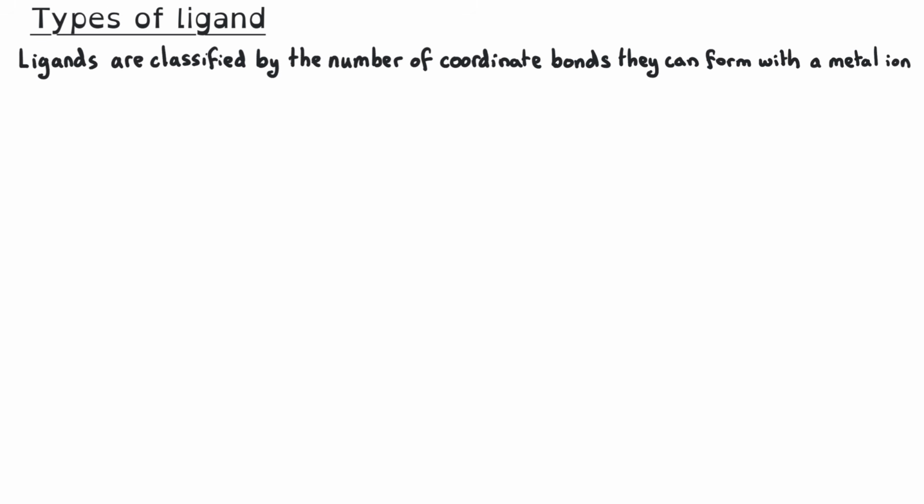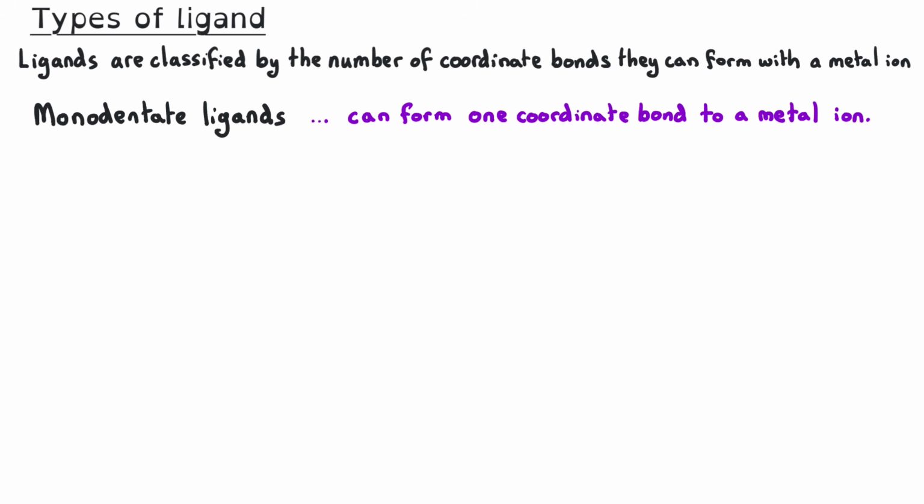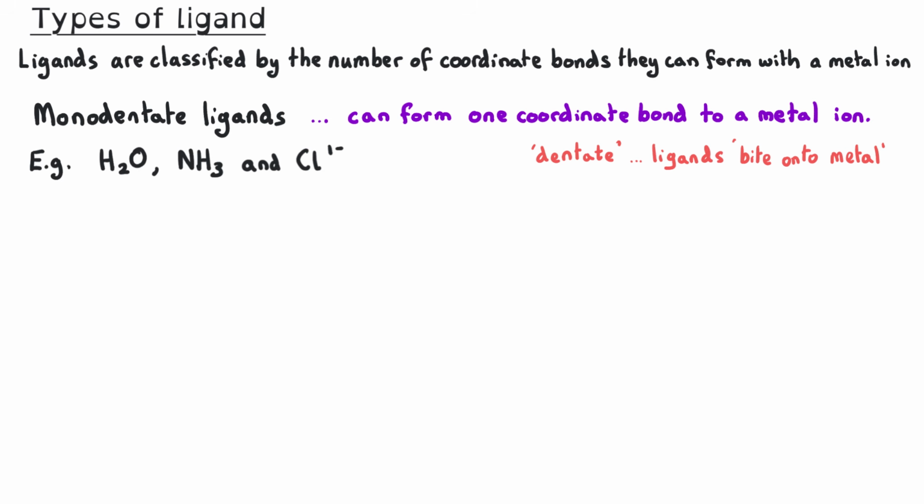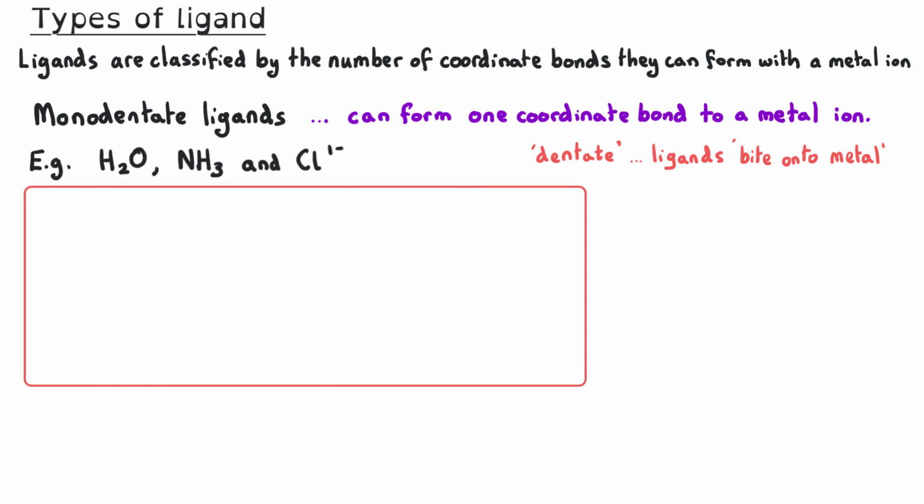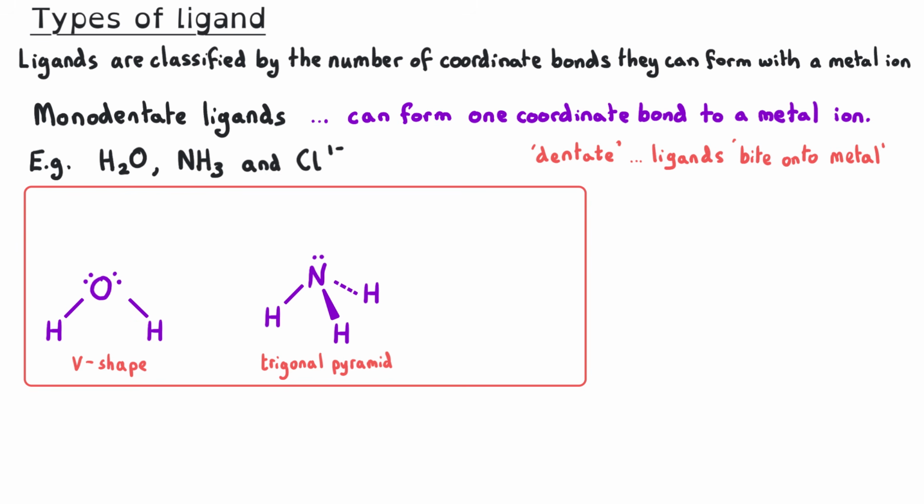Ligands are classified by the number of coordinate bonds they can form with a metal ion. Monodentate ligands can form 1 coordinate bond to a metal ion. The term dentate comes from the Latin word for teeth, and it describes how ligands bite onto a metal ion, forming, in this case, a single coordinate bond. Examples of monodentate ligands include water, ammonia, and the chloride ion.